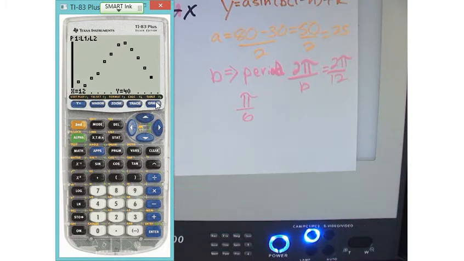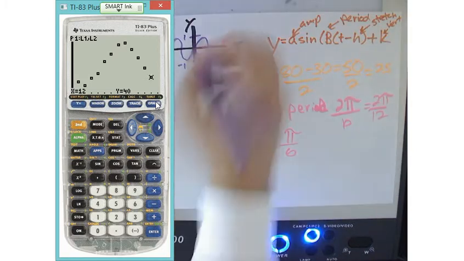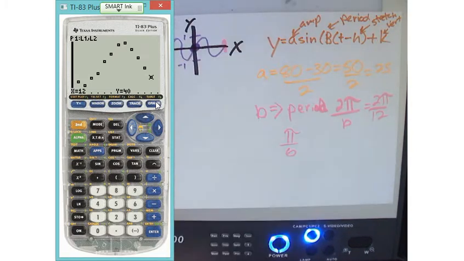All right, so let's look at this. The original sine starts right here at the origin. Well, that's not true. Where do you think we start here? If you were to draw a line through the middle, am I there? No. Am I there? No.